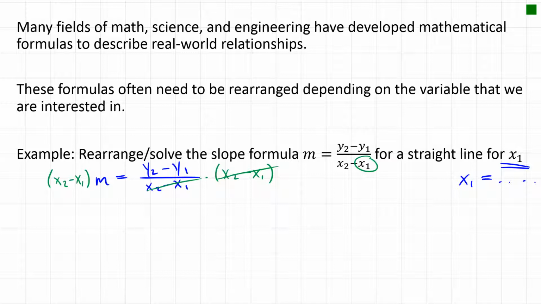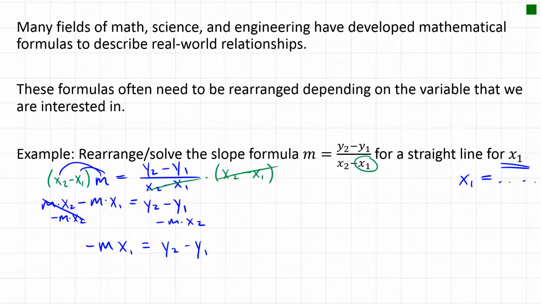But x1 is still not free. We can't just say x1 equals something, because now it's locked inside these brackets. So to get it out, multiply m into each term in that binomial. So I have m times x2 minus m times x1 is equal to y2 minus y1. Now we're doing a little bit better. Now we have x1 on the left-hand side, and I can move away m times x2 by subtracting it from each side of the equation. So I'd have negative m x1 equals y2 minus y1 minus m x2.